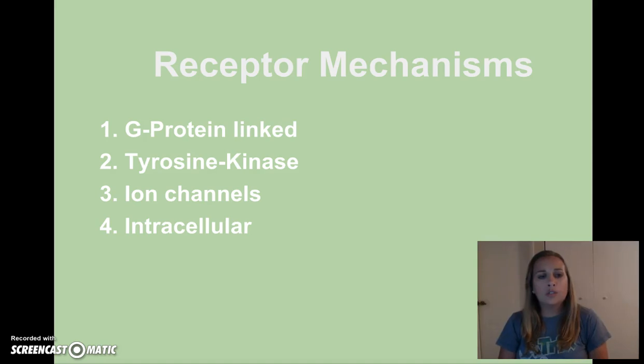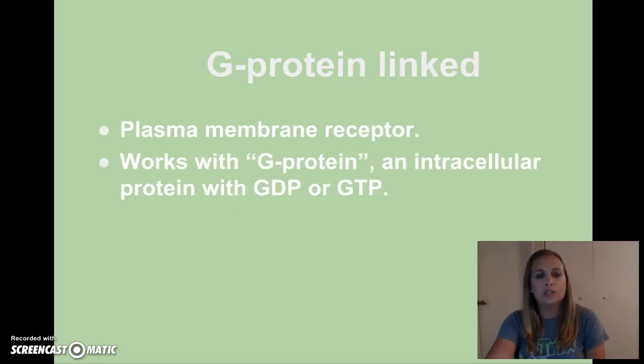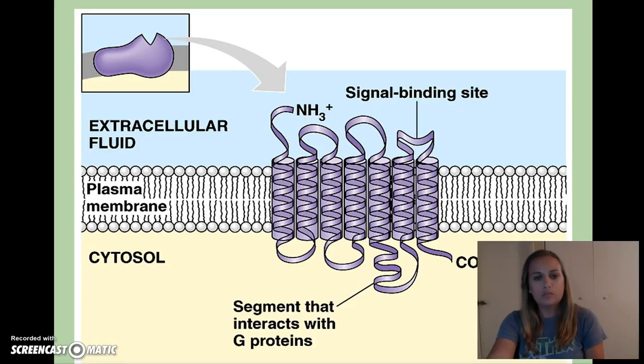There are several different receptor mechanisms that we're going to take a look at in this chapter: G-protein linked, tyrosine kinase, ion channels, and then intracellular communication. And today we're going to focus on the G-protein linked receptor mechanism. And so this is going to be a plasma membrane receptor. And so it works with G-protein, which is an intracellular protein with a GDP or a GTP molecule.